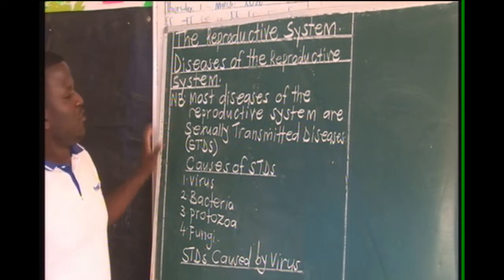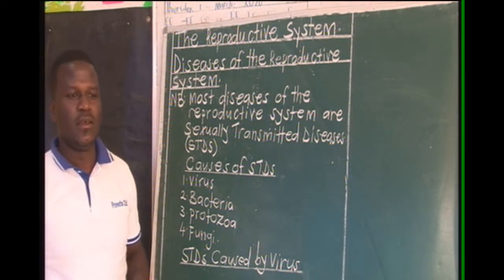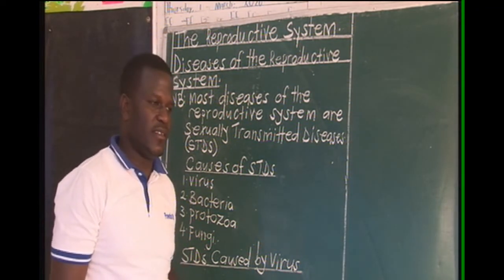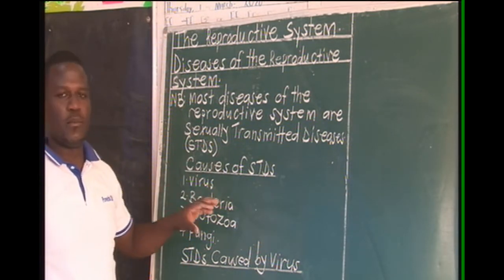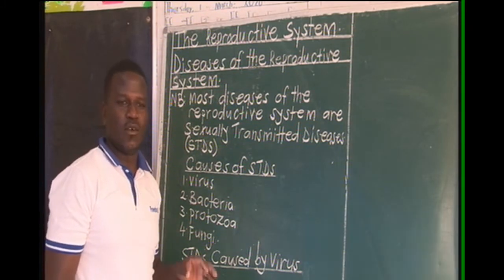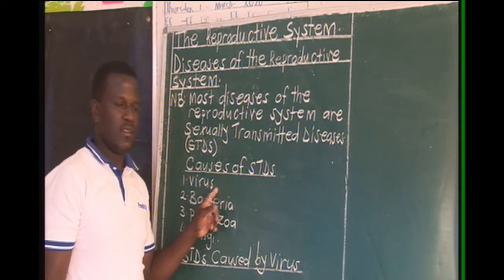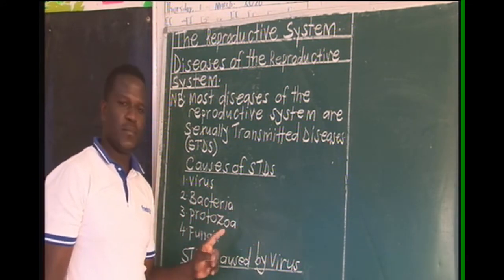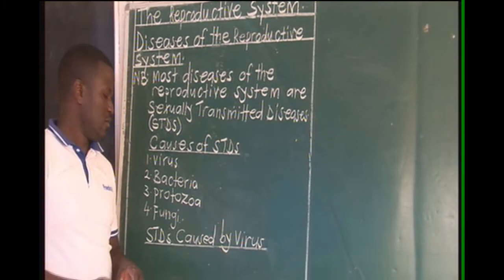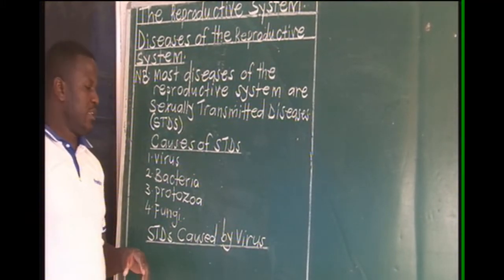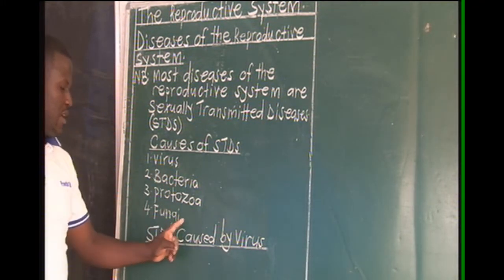Now, most of the diseases of the reproductive system are sexually transmitted. If you look at the diseases of the reproductive system, they are categorized according to the cause. We have those caused by virus, those caused by bacteria, those caused by protozoa, and sexually transmitted diseases caused by fungi. So we are going to look at these causes: virus, bacteria, protozoa, and fungi.